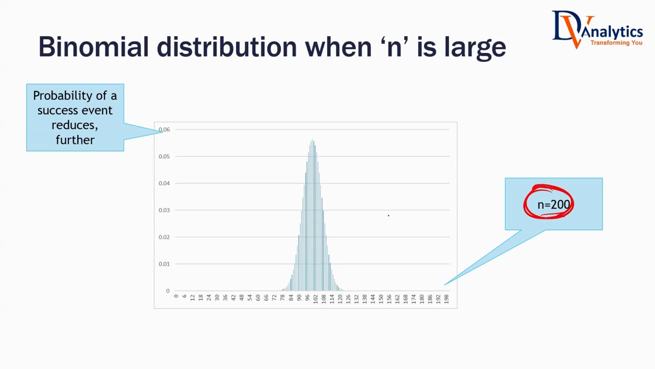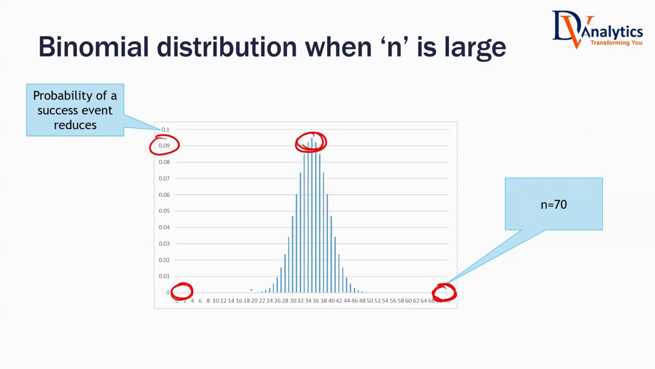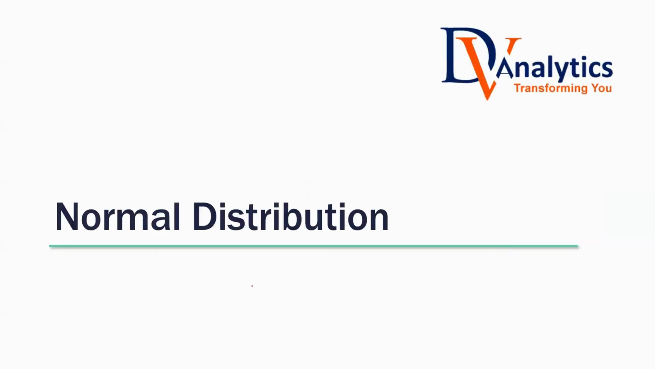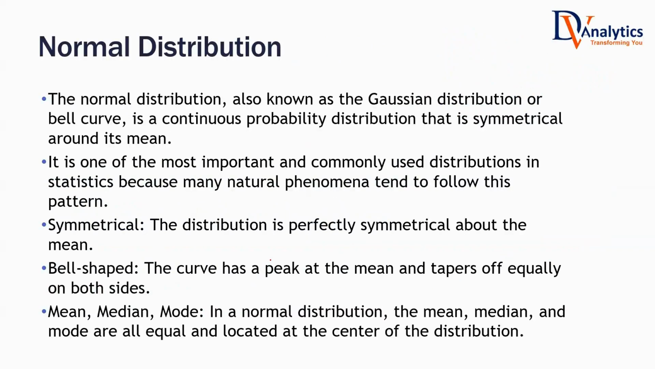So after a point of time, if n, the number of trials, is very large, almost infinity, then the binomial distribution that you see here tends to another distribution called the normal distribution. So what is a normal distribution? Normal distribution is also known as Gaussian distribution or bell curve. It's a continuous probability distribution useful for variables that are continuous in nature.